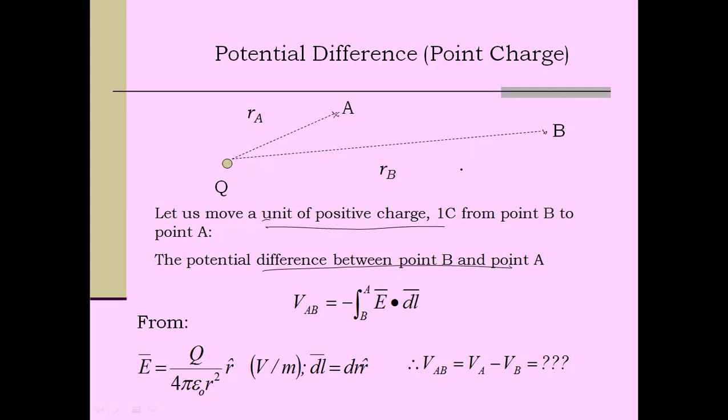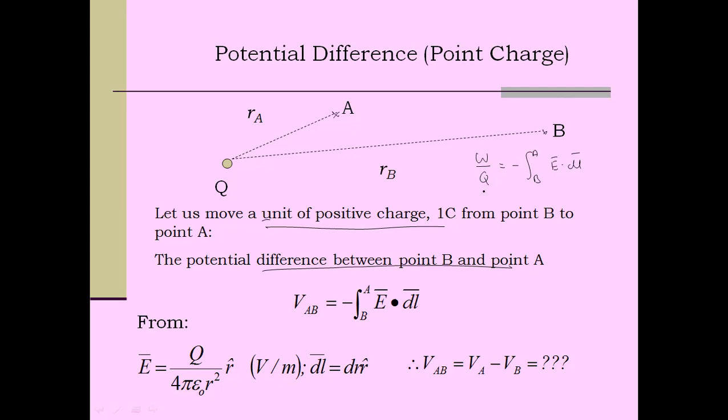So if we rewrite this equation, the work per unit charge, which is defined as the potential difference between the point B and point A, will be the negative integration from the initial point to the end point of E dot dl. This is by definition: the work per unit charge required in moving a charge from point B to point A.